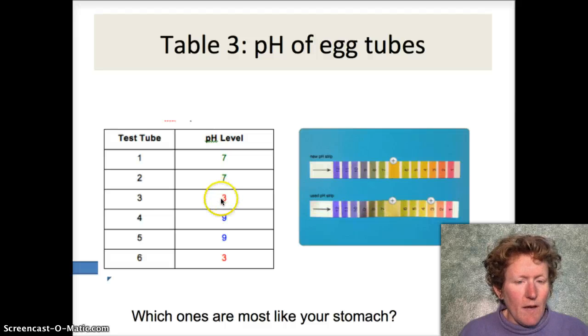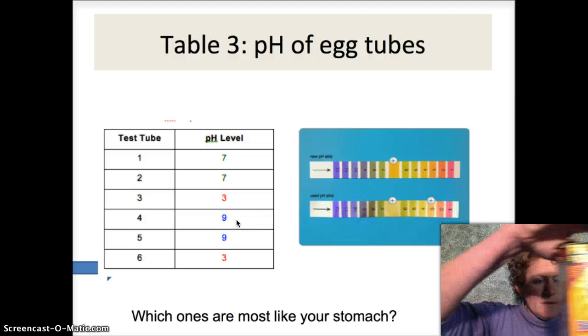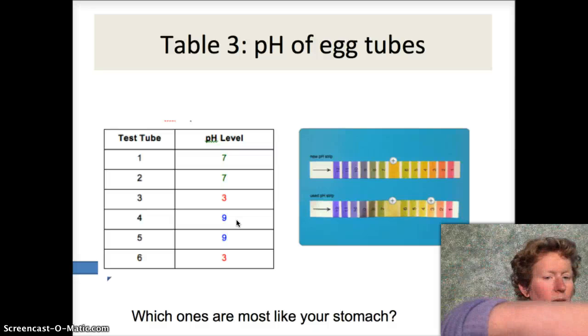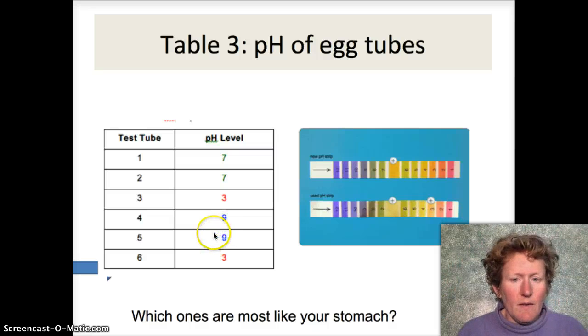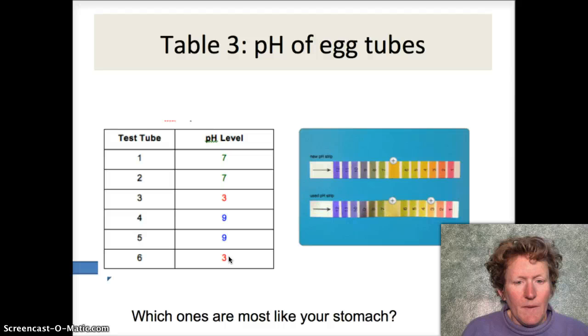Test tubes with hydrochloric acid in them end up around 3 on the pH scale. That's down in the acid range here. Test tubes with baking soda here end up in the basic end of the scale. Not super basic, but right around here. And then when we add acid and the enzyme, it ends up around 3, more like your stomach.